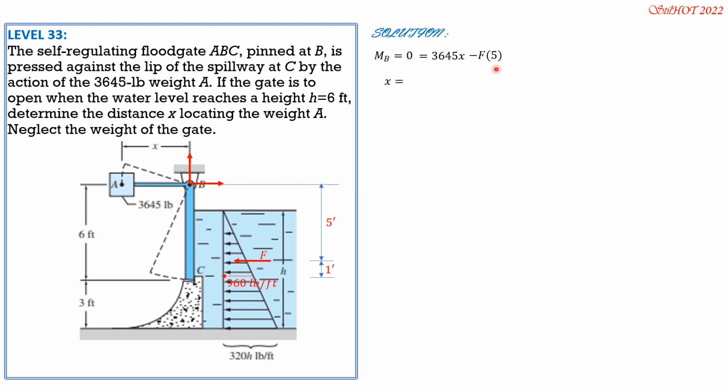So x therefore is 5F over 3645, where F is the area of this pressure diagram, which is triangular. And the area is 1/2 or 0.5 of 960 times, remember this is only 3 feet. So 5 times 0.5 of 960 base times height 3 feet, then divide by 3645. So x is 1.975 feet.